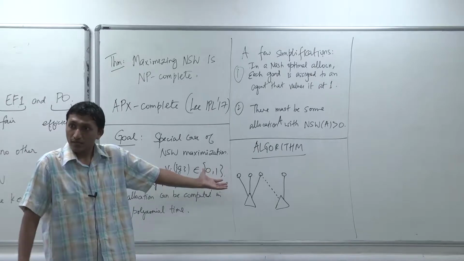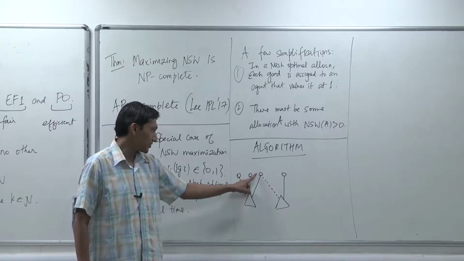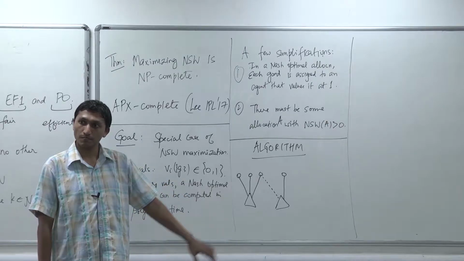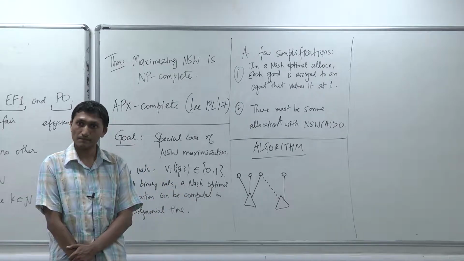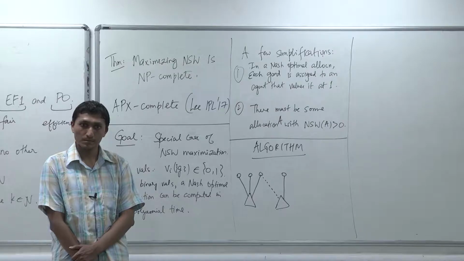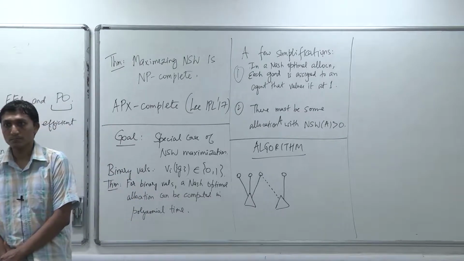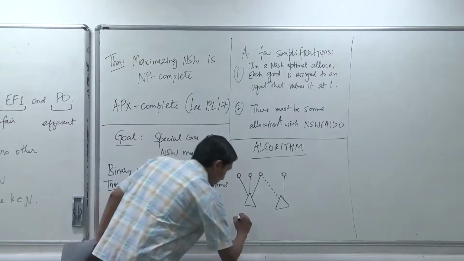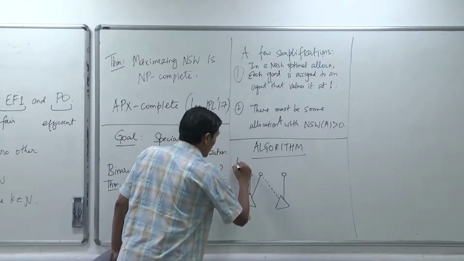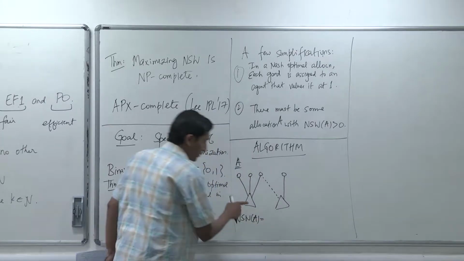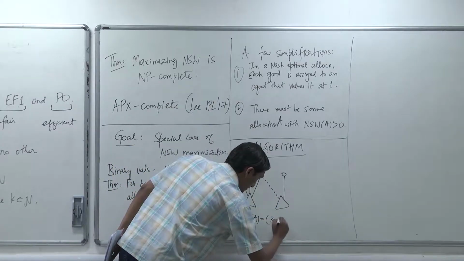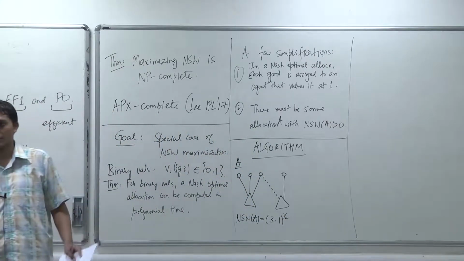So suppose this is an allocation where this agent has these three goods, this agent has this one good. What is the Nash welfare of this allocation? Root 3, exactly. So the Nash social welfare of this allocation, let me call this allocation A. NSW of A is equal to this agent's utility is 3, this agent's utility is 1, so it's square root of 3, 1.7 something.